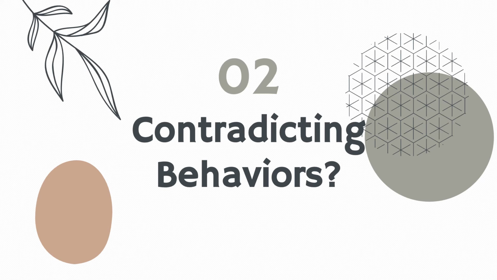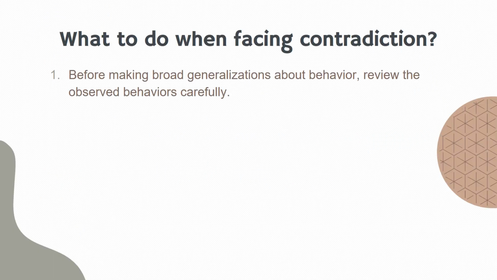And finally, we've come to the second section of this video. We will discuss contradicting behaviors. Although your behavioral observations will usually be consistent, sometimes they will contradict one another. When this occurs, attempt to resolve and explain any contradictory information. So maybe you are wondering what to do when facing contradiction. Here are some tips when you are facing this kind of situation.